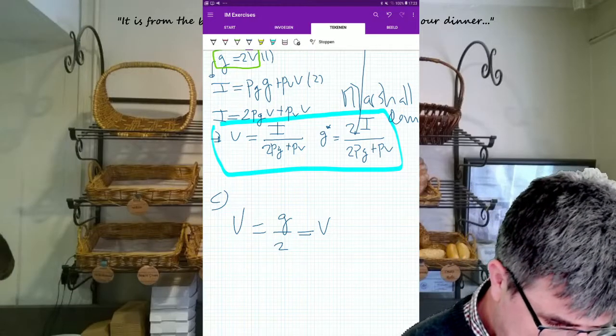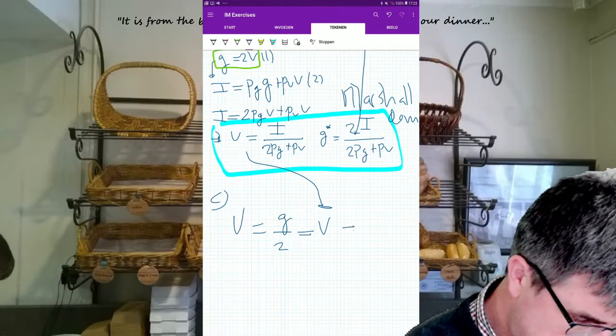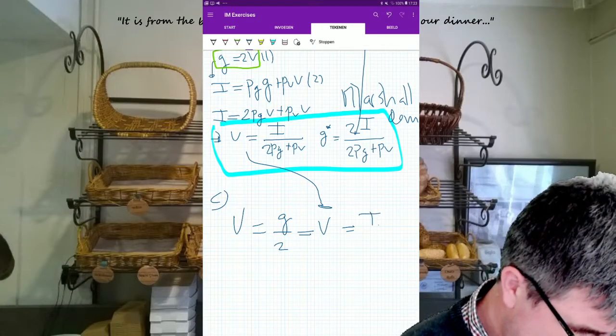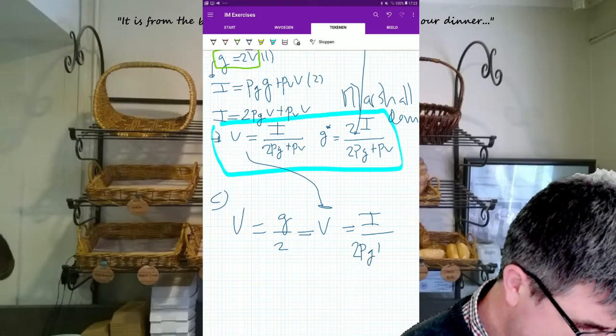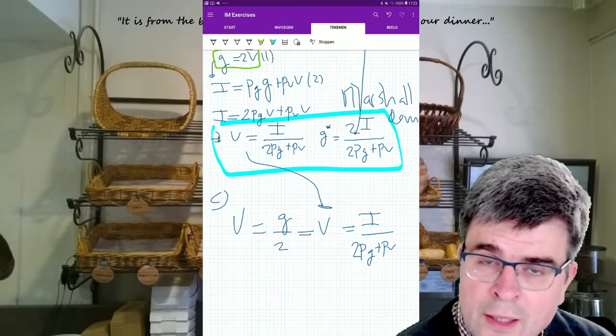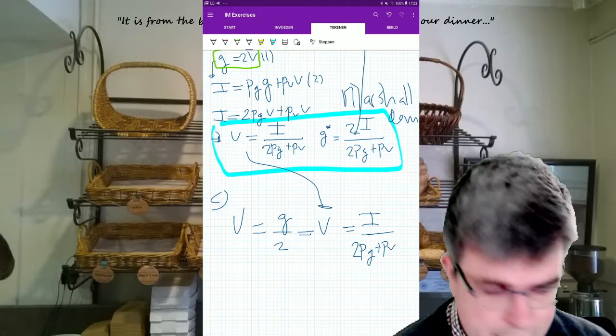And we can plug in just one of the values that we derived in question B, and we arrive at the indirect utility function. I over 2 times Pg plus Pv. And we have expressed our utility as a function of prices and income.